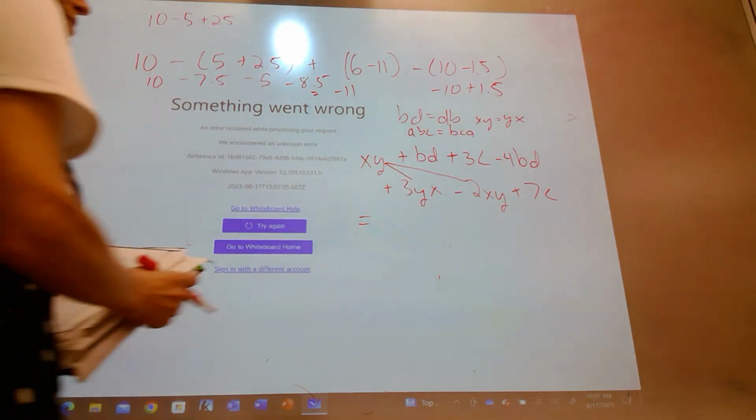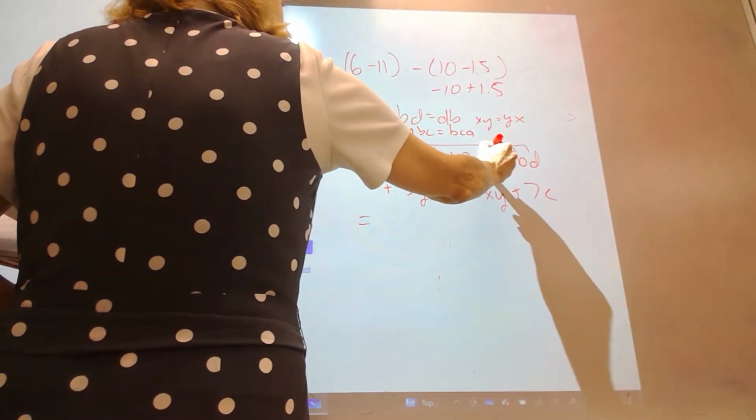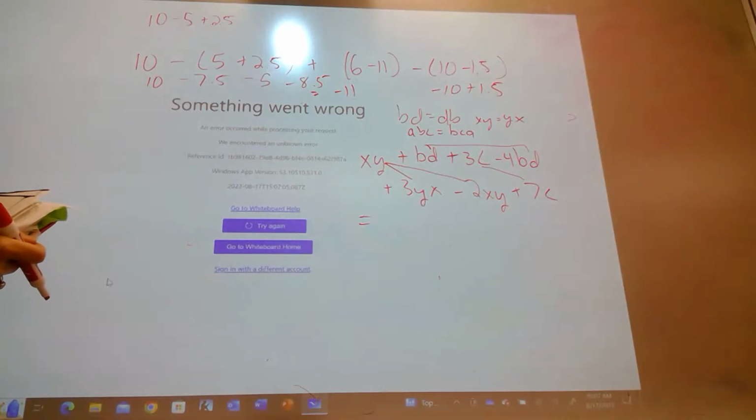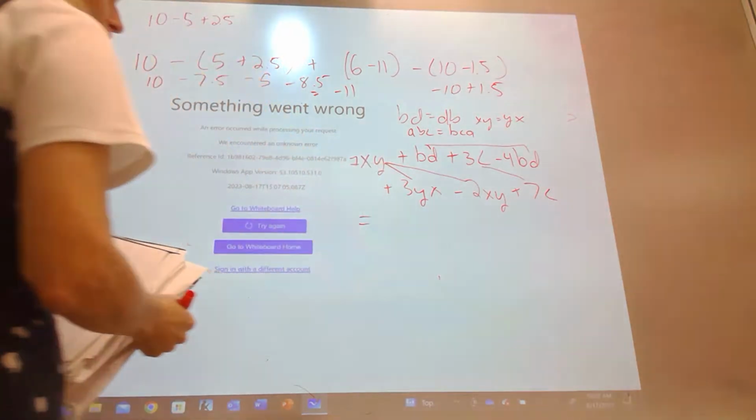Okay, so you have 1BD and you have minus 4BD. You should be combining those. You have 3C and 7C. You should be combining those. There's no 1 here, but it is implied. That's 1XY.